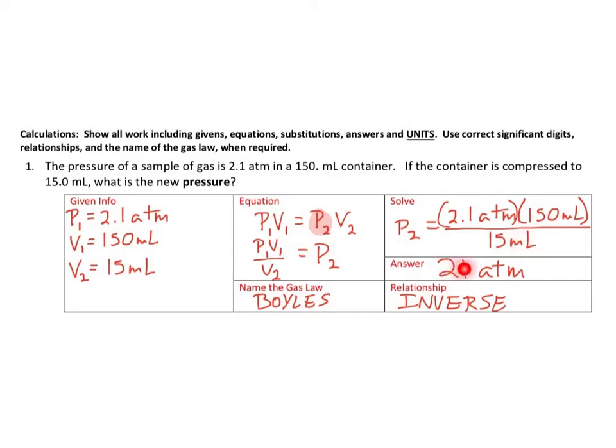Your final answer should be expressed to the number of significant digits that matches the least number of significant digits from the original data from the original question. Never use constants or conversions to establish the number of significant digits. The name of the law and the relationship is the same question that we've answered all along.